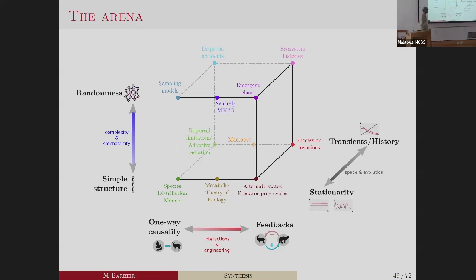all the points on this cube, and I'm not going to explain what they are, we could talk about it for a while, but every point on this cube typically has its own models, its own literature, its own ways of doing things. Let's say neutral theory would be here. Species distribution models might be here. A simple predator-prey model might be here. A simple model of spatial spread of an invader in space would be there. And you're not going to write the same equation usually in those cases.